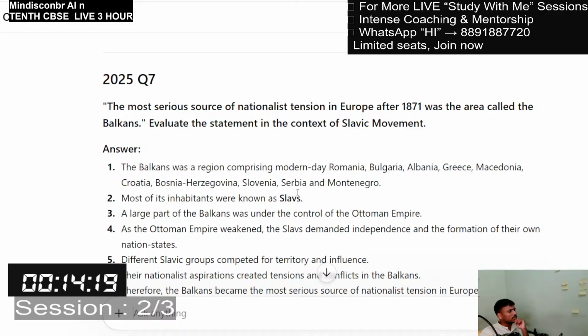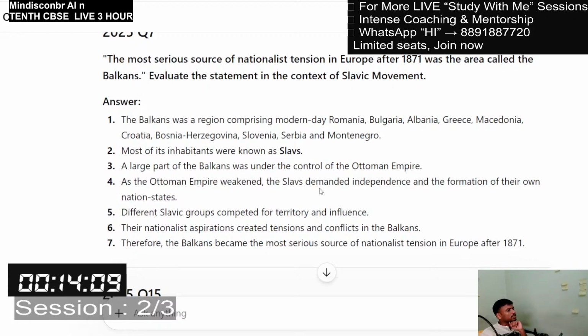The Balkans was a region comprising modern-day Romania, Bulgaria, Albania, Greece, Macedonia, Croatia, Bosnia, Herzegovina, Slovenia, Serbia, and Montenegro. Most of its inhabitants were known as Slavs. A large part of the Balkans was under the control of the Ottoman Empire. As the Ottoman Empire weakened, the Slavs demanded independence and the formation of their own nation states.